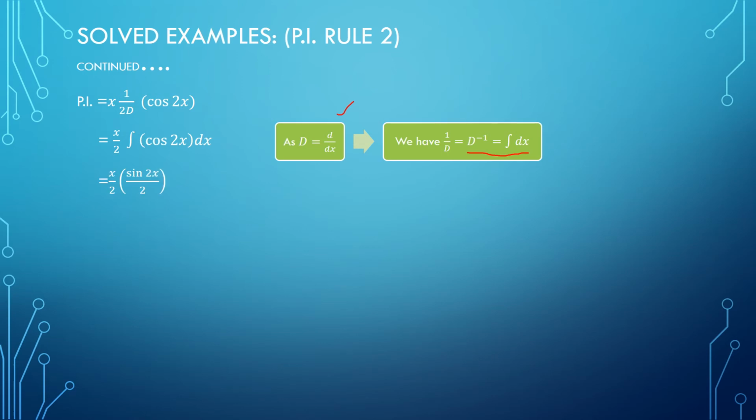So after integrating, I can get my particular integral like x by 4 sine 2x, and I can write my final solution, general solution, as c1 cos 2x plus c2 sine 2x plus x by 4 sine 2x.